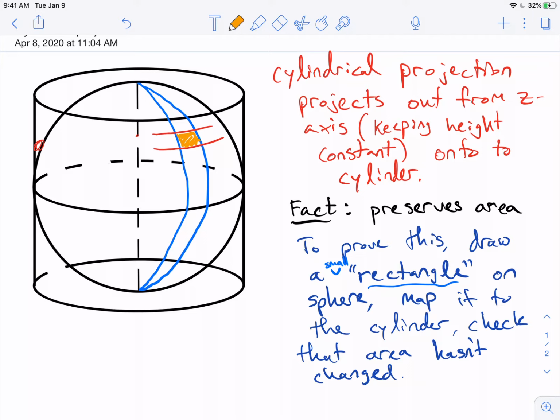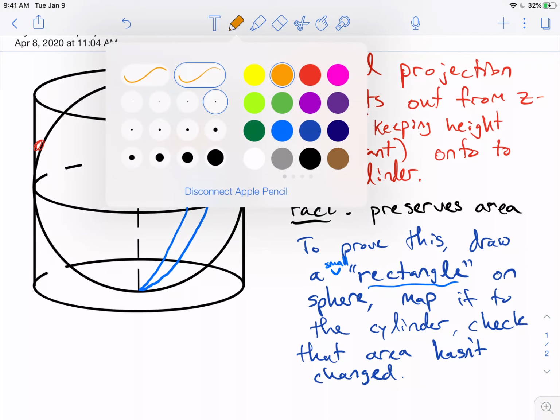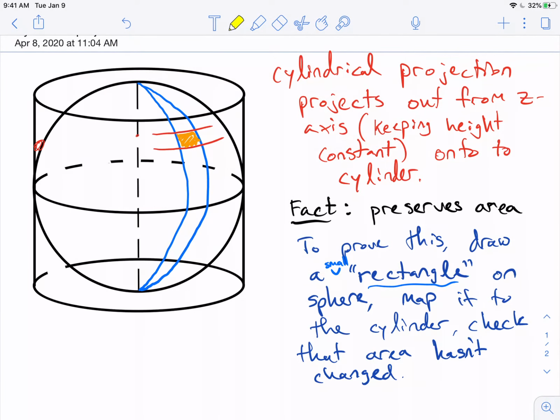Okay, and you know it's not quite a rectangle. It's not even a spherical rectangle because these red lines are not geodesics. But if I zoom in really far and I choose my latitude lines and longitude lines really close together, it is a very good approximation of a rectangle. Okay, and then how do we project this? Well, we go out until we hit the sphere.